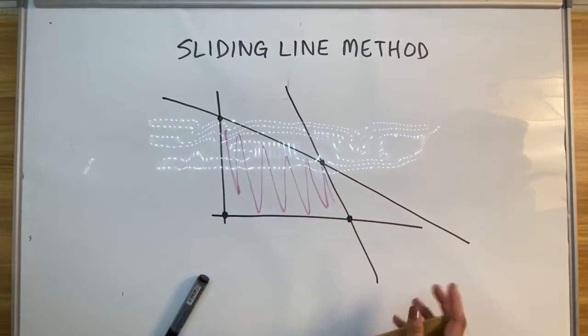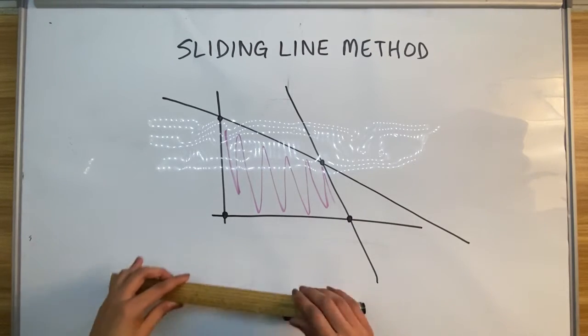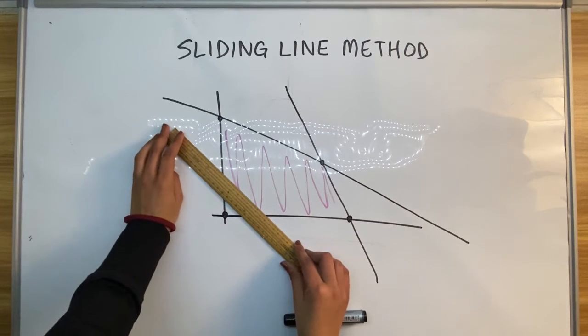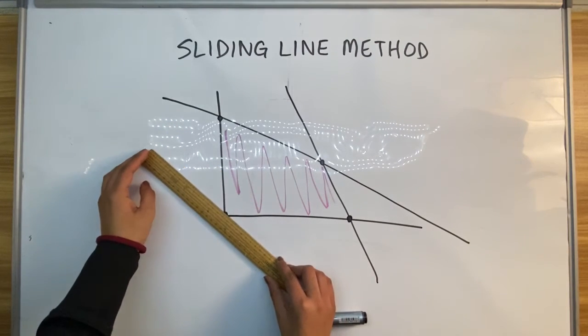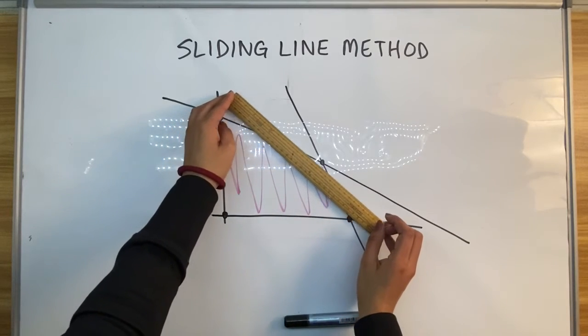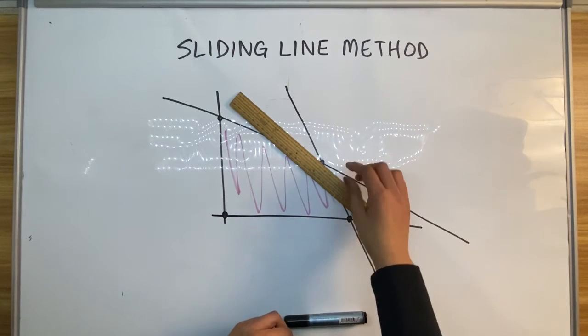Okay, so for example, if my objective function was something like this, and I wanted to find the maximum, I would have to slide up. And the last point that I pass is the point that is the maximum. So in this case, this point here is the last point that I pass. So this point is going to be the maximum.